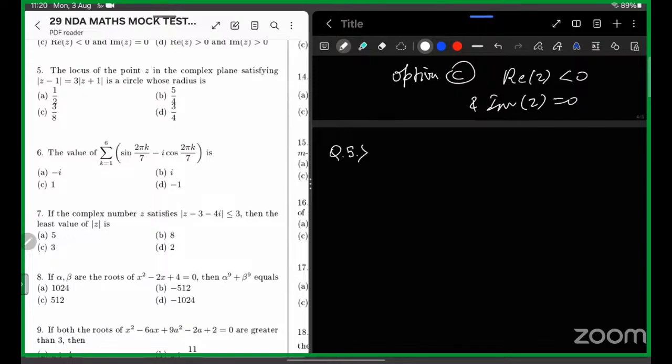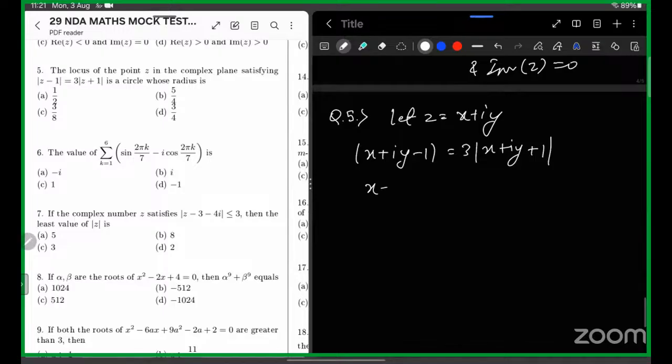The locus of the point z in the complex number satisfying this is a circle whose radius is 1. Oh, they are asking that if it is representing a circle, then find out its radius. Okay. So for that, you need to replace z is equal to x plus iota y. When I put that value there, I am going to get mod of (x plus iota y minus 1) equal to 3 times, in brackets, mod of (x plus iota y plus 1). So I can take this real part together like this: x plus 1 plus iota y.